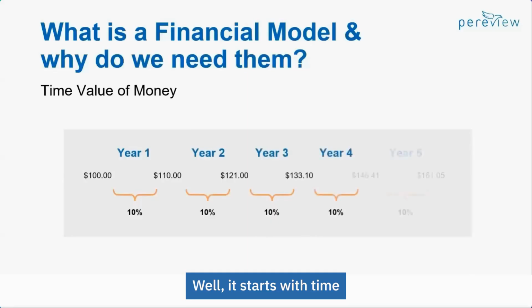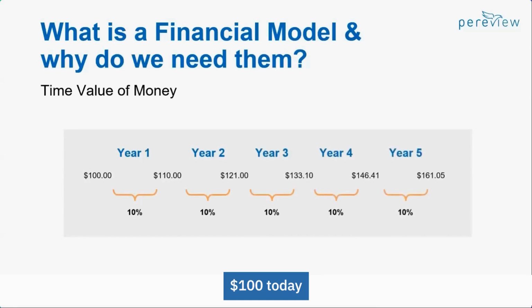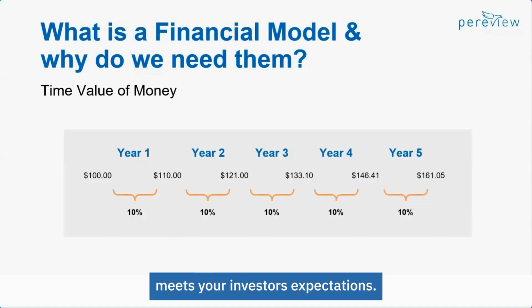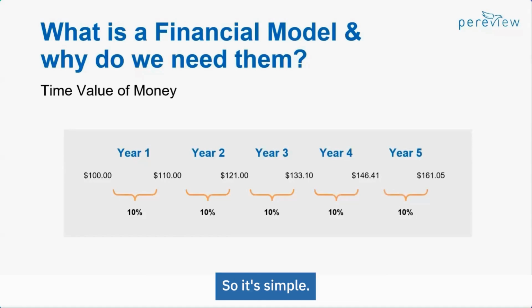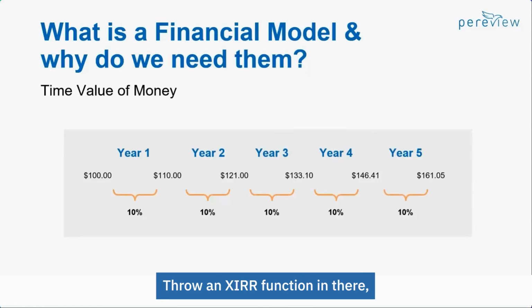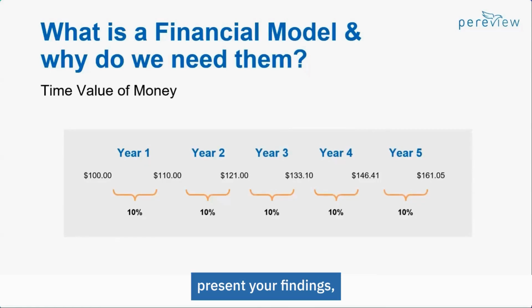Well, it starts with time value of money. $100 today is not the same as $100 in 5 years, and we all hope that the annual growth meets your investors' expectations. So it's simple. Build a cash flow schedule into an Excel spreadsheet, throw an XIRR function in there, present your findings, and close the deal. Well, we all know that it's more complex than that.